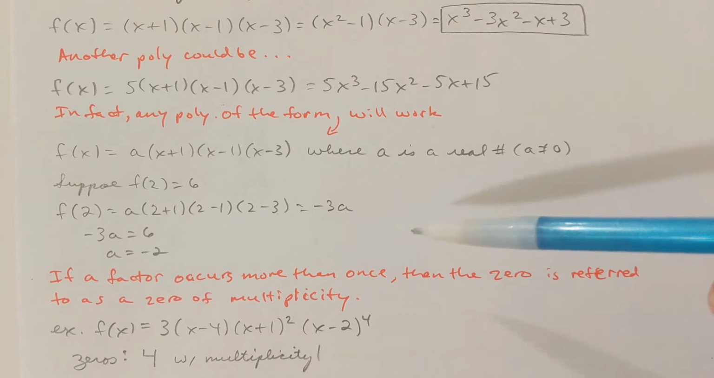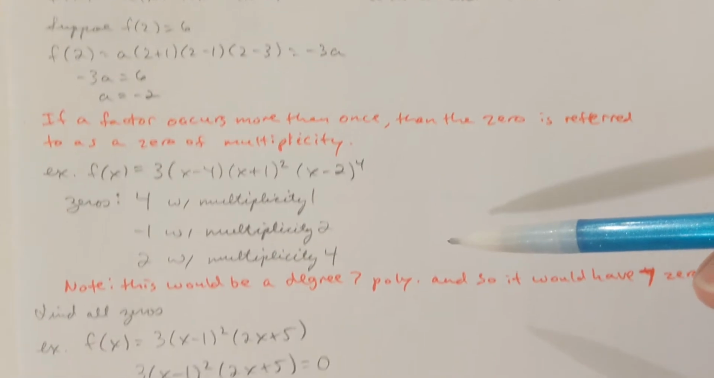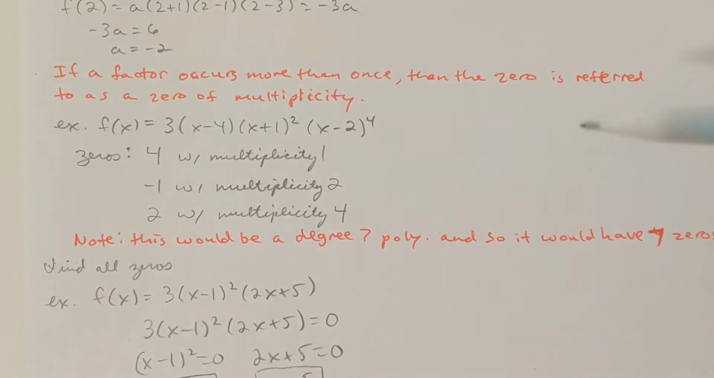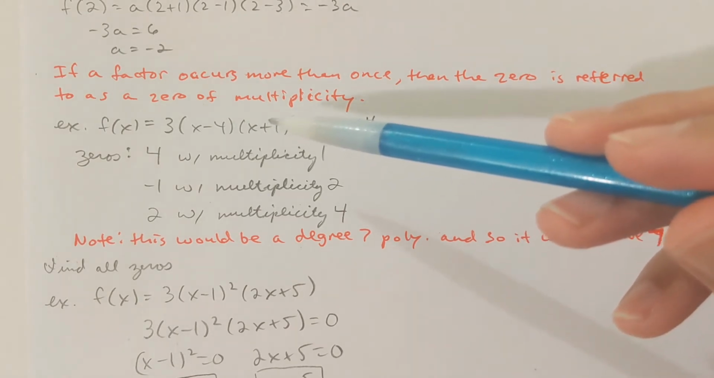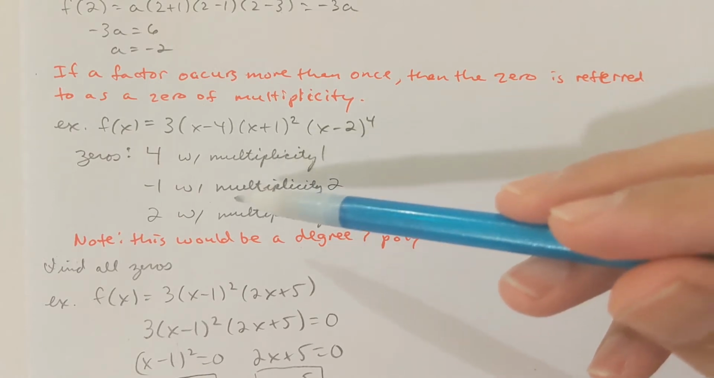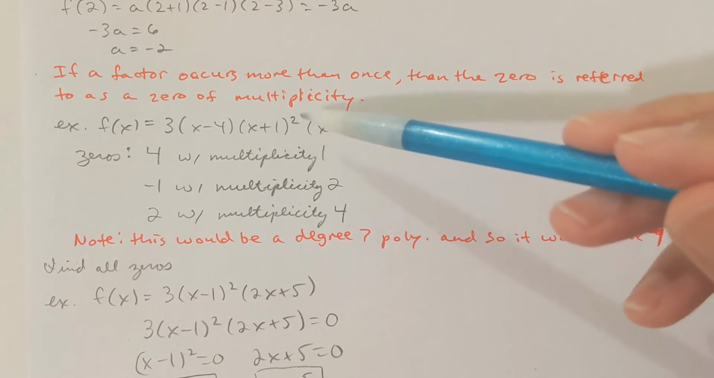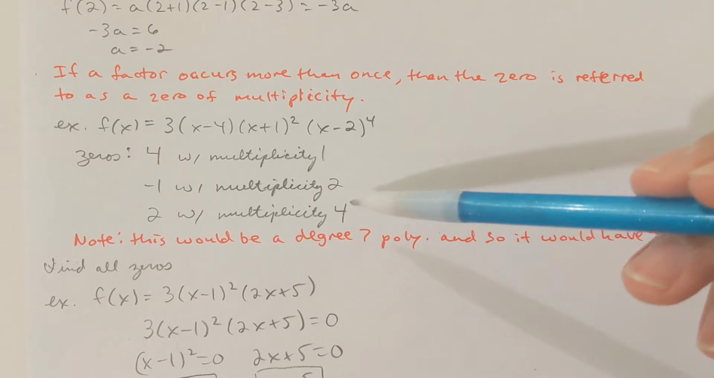Okay, if a factor occurs more than once, the 0 is referred to as a 0 of multiplicity. For example, suppose f of x is 3 times x plus 4, x minus 4 times x plus 1 squared times x minus 2 to the 4th. Let's identify the zeros. Well, 4 is a zero of multiplicity 1, since this factor occurs only one time. X minus negative 1, or x plus 1, negative 1 is a zero with multiplicity 2. And x minus 2 is a zero of multiplicity 4.